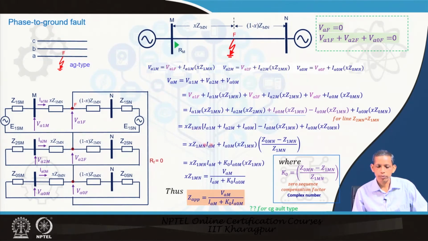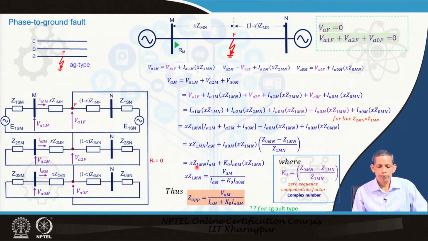So, we have x Z1Mn. Now, if you see these two components, if we take this I0M x Z1Mn common, that becomes equal to Z0Mn minus Z1Mn divided by Z1Mn. So, if you take I0M x this, that is why this becomes minus. So, this becomes Z0Mn minus Z1Mn divided by Z1Mn.